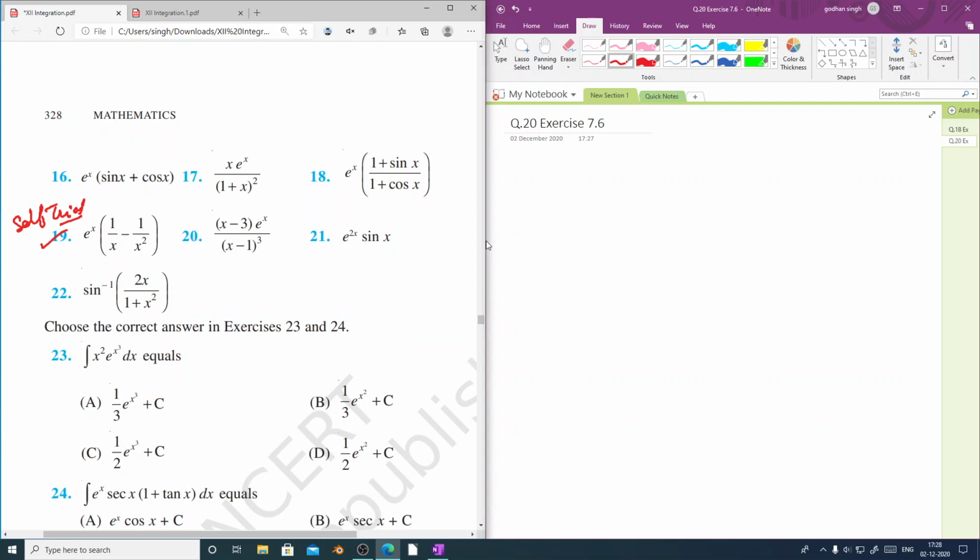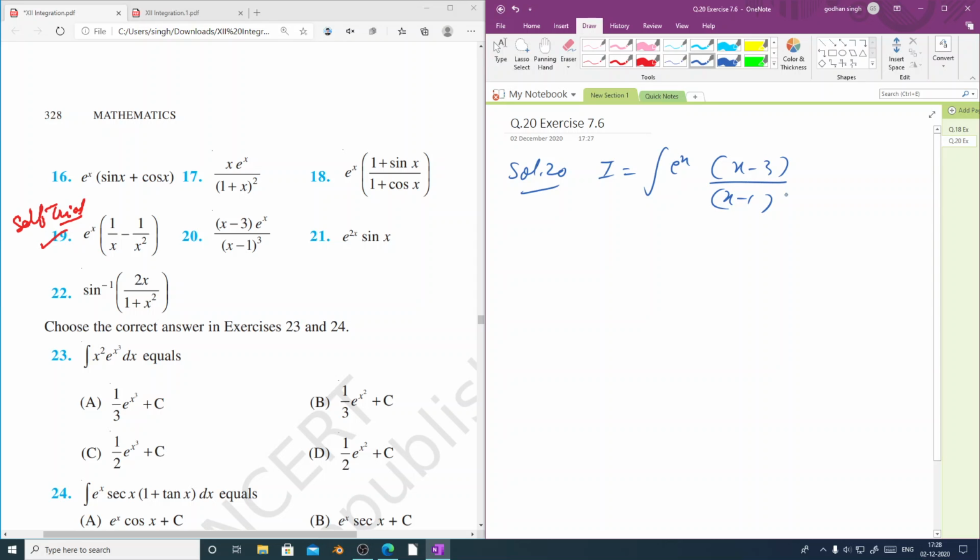Now let us do question number 20. So solving the 20th one, solution 20: I equals integration of e raised to x into (x minus 3) over (x minus 1) whole cube dx. Let us try to see whether it is of the form e raised to x f(x) plus f dash x or not. So in the denominator we are having x minus 1.